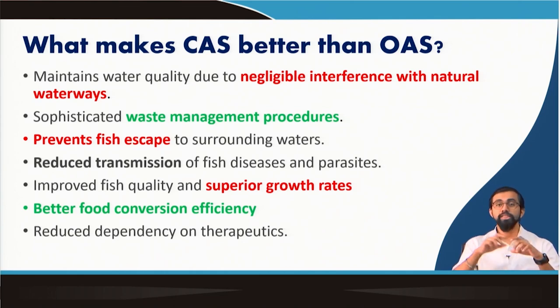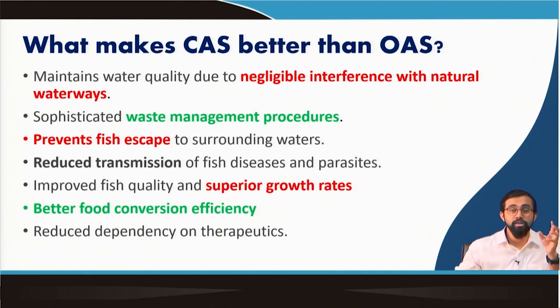You can prevent fish escape into the surrounding water, which is one of the major issues we normally face in open aquaculture systems. It also reduces the transmission of fish diseases and parasites. Because, as I mentioned, we use different tertiary treatment techniques to reduce the microbial load of the wastewater, especially the pathogens or any unwanted microorganisms in your system. We try to reduce the load by using additional means.